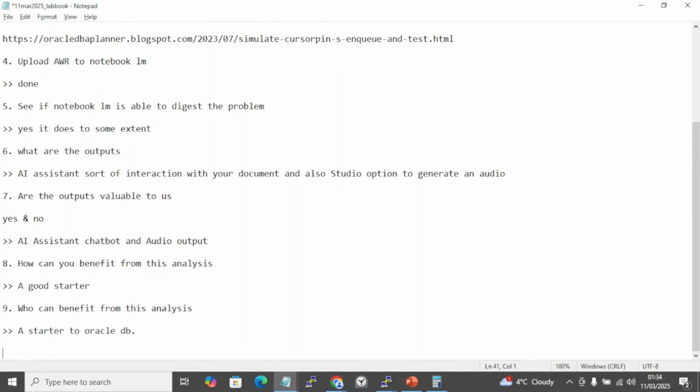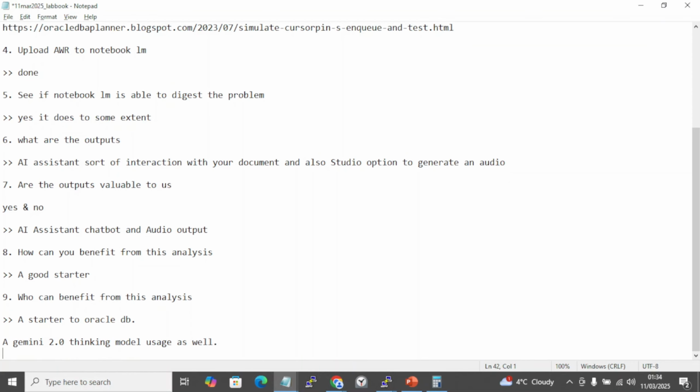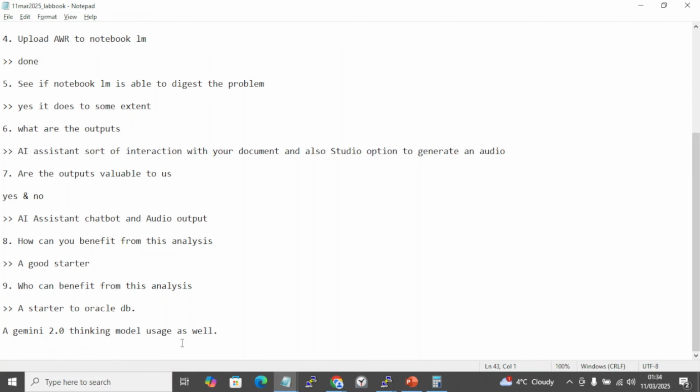And we saw Gemini's 2.0 thinking models usage as well. As soon as I had this idea, I was going through Google and searching if someone has tried this feature before. Yes, many people have used ChatGPT and so on. I'm not sure how much benefit each of those people got. I think whatever they were trying to get, they get the same in the AWR report also.